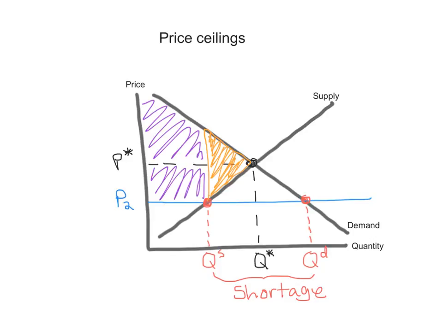So before, their surplus was everything below the market price and above the supply curve. Now, not only do they miss out on some surplus because they sell less of the product, but for the product they do sell, they now can charge only a lower price. So their producer surplus is limited to this much smaller triangle.